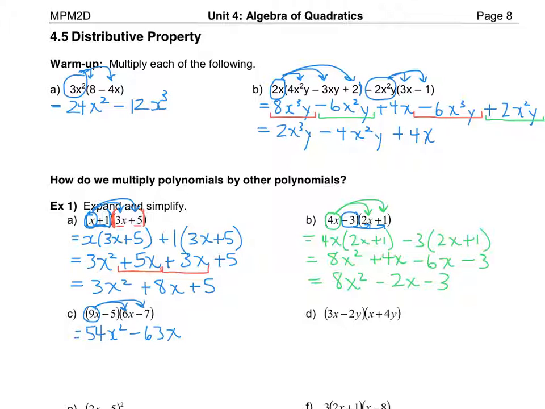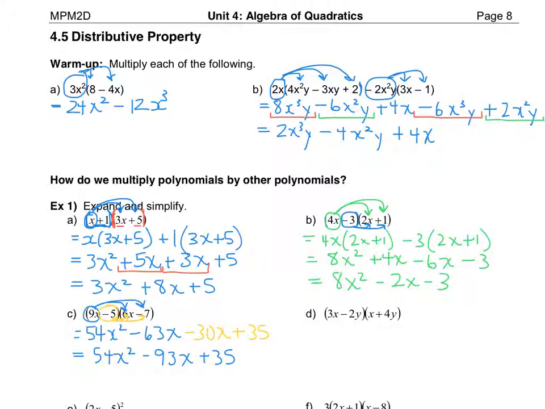And now it's minus 5's turn to multiply both of these. So minus 5 times 6 would be a minus 30 with an x. And minus times a minus will be plus. 5 times 7 is 35. Okay, and then I collect my like terms. I still have 54x squared because there's no other like term with that. A minus 63 and a minus 30 should be minus 93x, and then a plus 35.